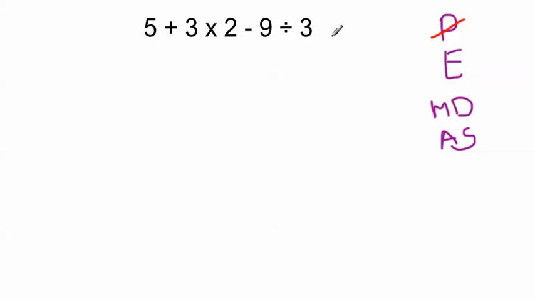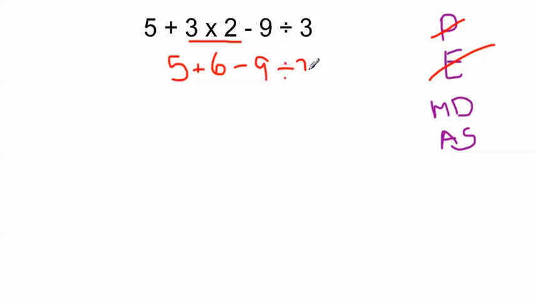Then I evaluate the problem again, looking for exponents. Again, I do not have any exponents in this problem, so I'm done with that step. Now I'm going to multiply and divide from left to right. So as I'm working across this problem, I see 5 plus 3 times 2. There is my first instance, so that is what I'm going to solve first. 3 times 2 is 6, and then I'm going to rewrite the problem. So now I have 5 plus 6 minus 9 divided by 3.